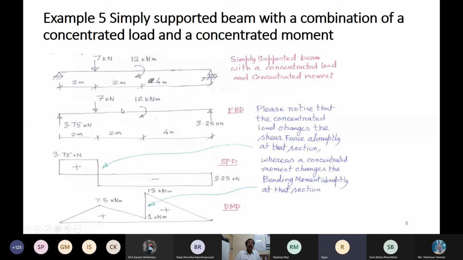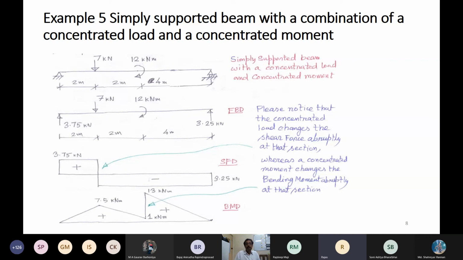Oh, BMD. Yes. Suppose you assume what in this section? You will assume this one, like this. Now we take a moment about this. You take clockwise positive. So 3.75 into this distance x, then minus 7 into this distance, then you have assumed this one, minus m equal to 0. Probably you are doing it plus m.